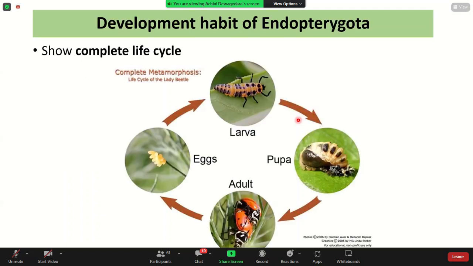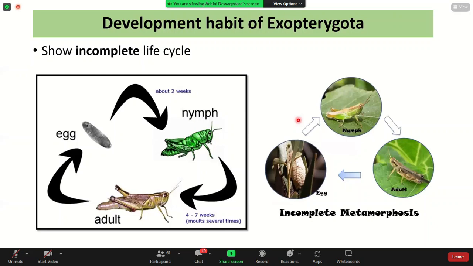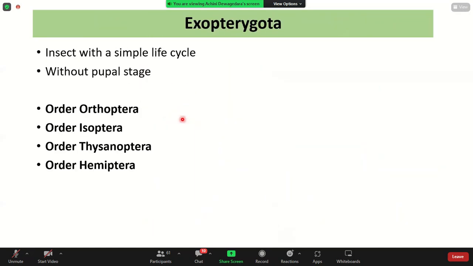So first we will discuss about Exoterygota. That means they have an incomplete life cycle, right? So insects with a simple life cycle without a pupal stage, that means eggs, nymph and adult, are coming under Exoterygota, and we are going to discuss about 4 orders under Exoterygota: order Orthoptera, order Isoptera, order Thysanoptera, and order Hemiptera. We are going to discuss about these 4 orders, right?